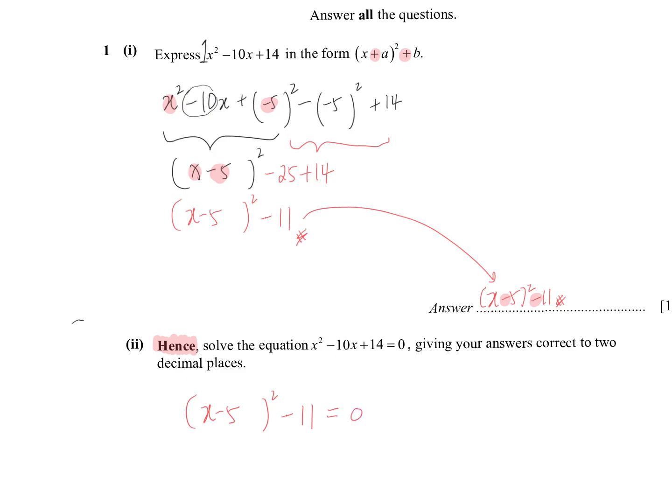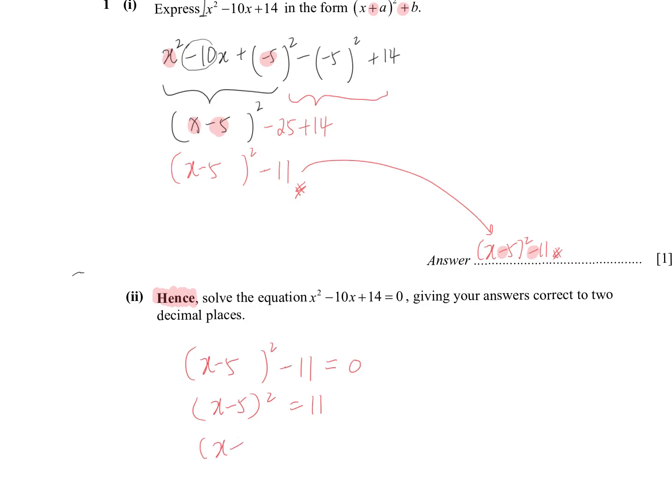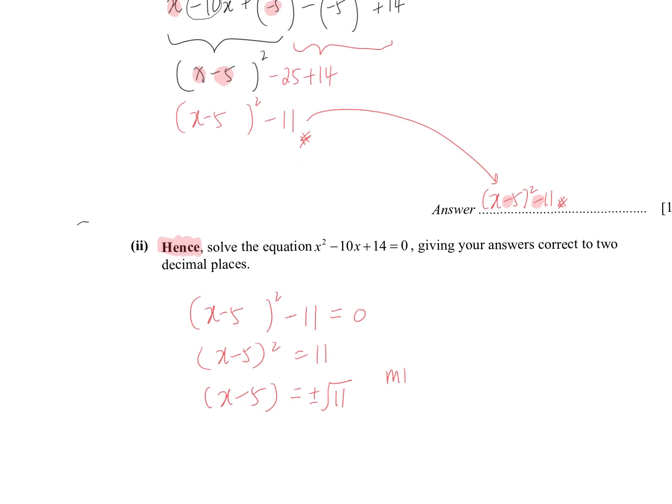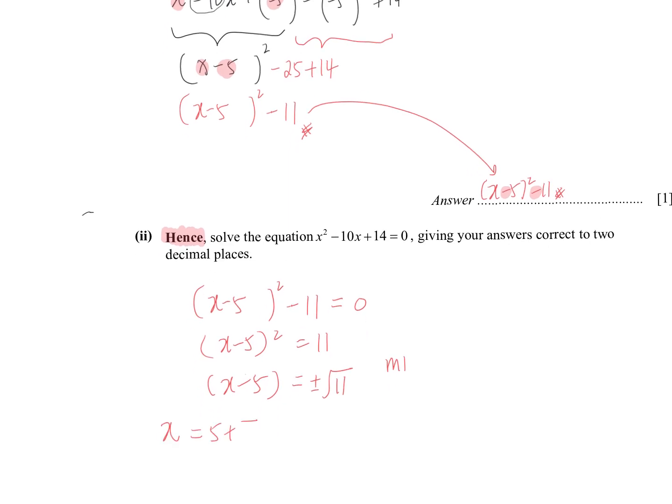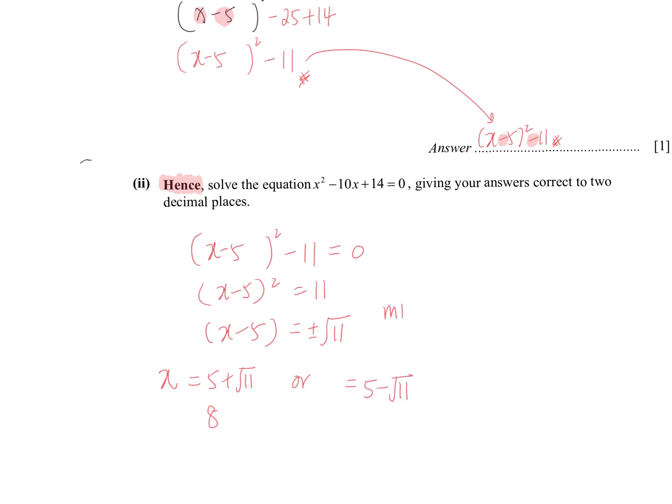So equals to 0, bring the -11 to the other side, and then take a square root. So the moment I see you taking a square root, you get your first mark. The next mark is the 2 answers you get. One is 5 plus root 11. The other one is 5 subtract root 11. So if you find your answer, the 2 answers will be 8.32 and 1.68. 3 SF for non-exact answers. Oh, sorry, then you write 2 DP. In this case, it's the same.